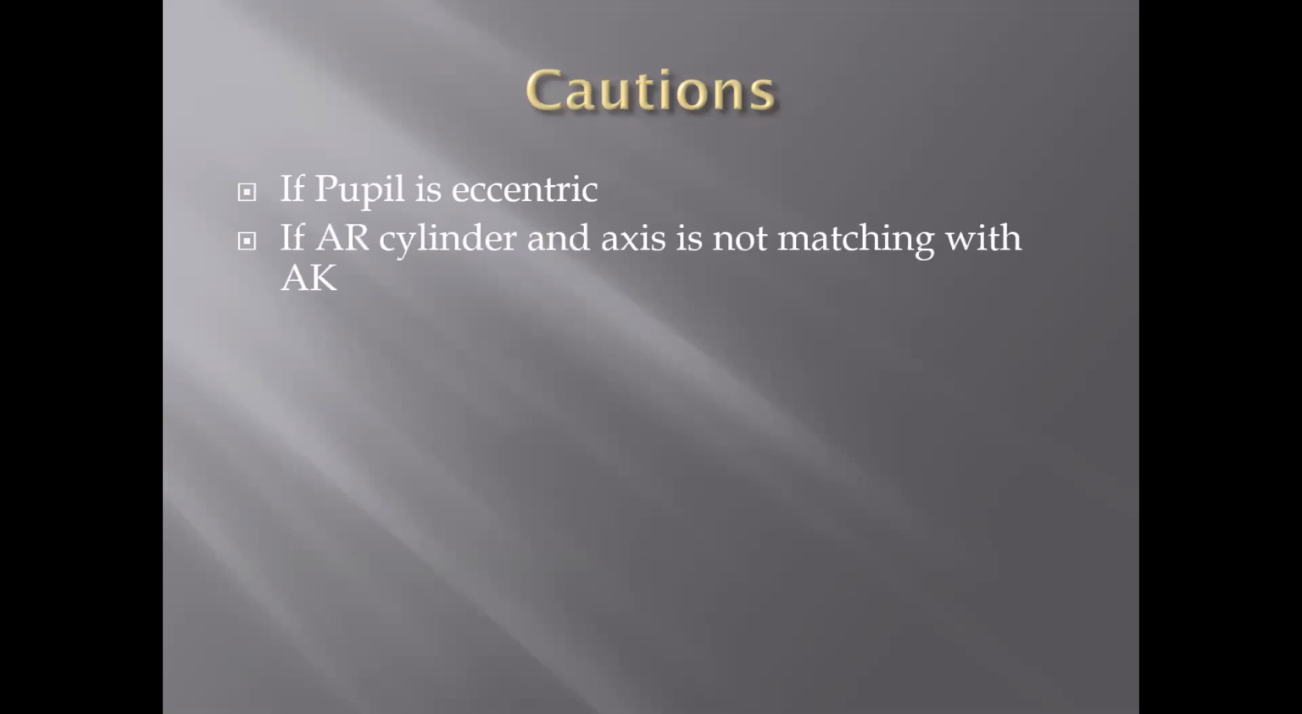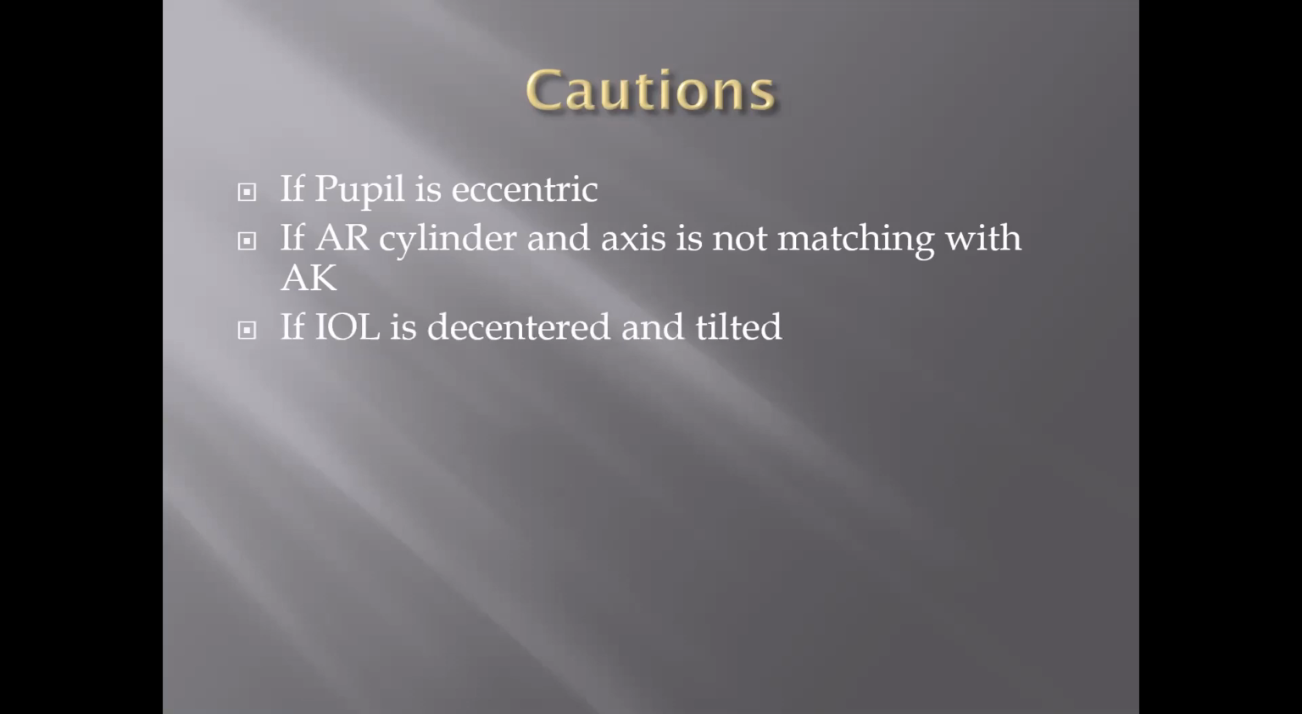But you have to take certain cautions while performing pseudophakic refraction. If the pupil is eccentric, be cautious that the patient will not give a 100% accurate result and will not achieve 6/6. If the autorefraction cylinder and axis do not match the auto keratometry cylinder and axis, then you have to keep caution.